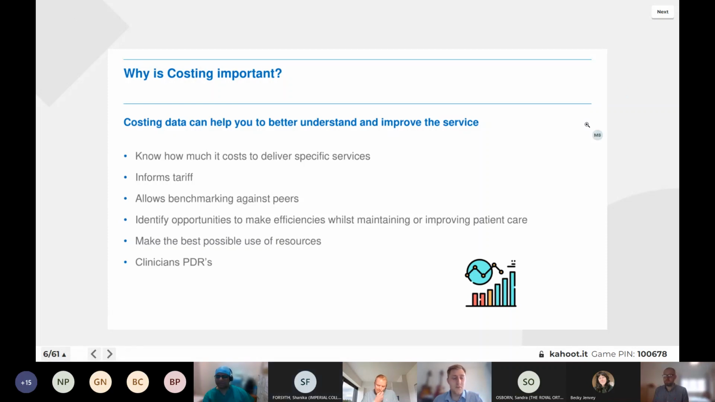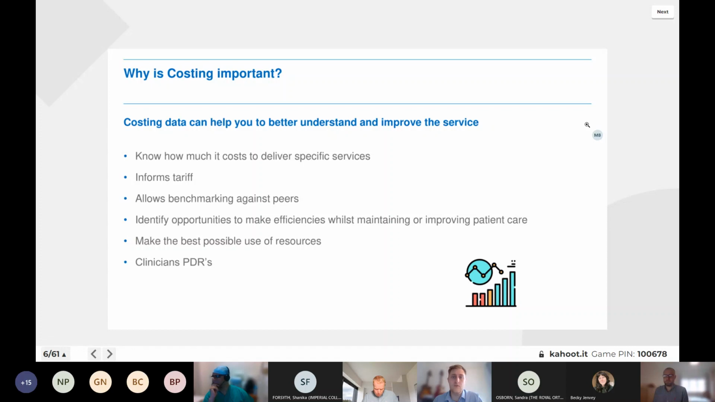So why is costing important? Primarily, it's because it helps us to better understand our services. If we don't understand them, then we can't improve them, and it allows us to make informed decisions. We can benchmark against our peers and see what we do efficiently. We can also see what we aren't doing as efficiently as others, and this gives us huge opportunity to learn from others that are still achieving positive outcomes, but spending less than us doing it.